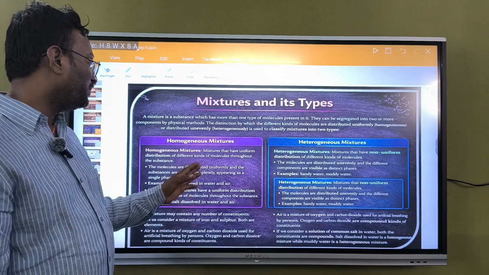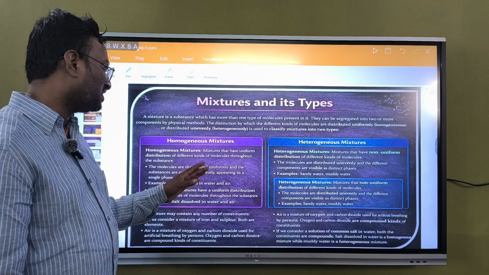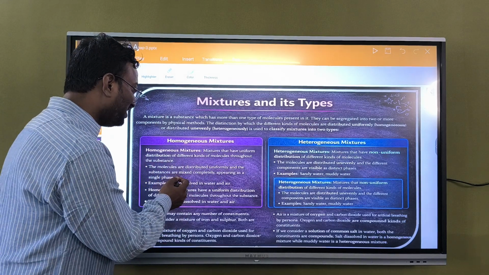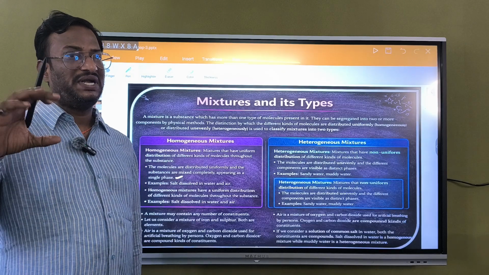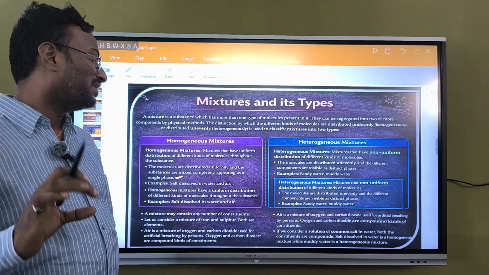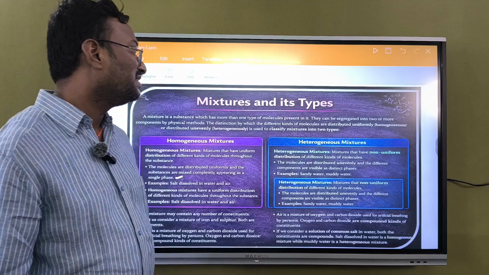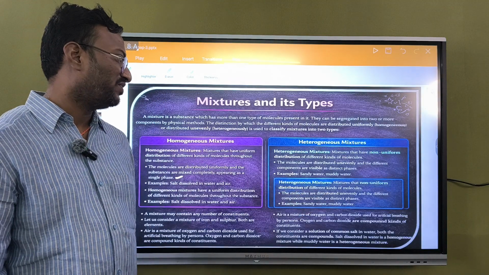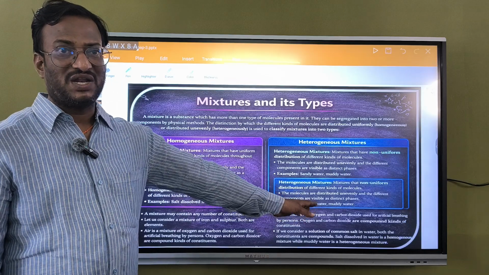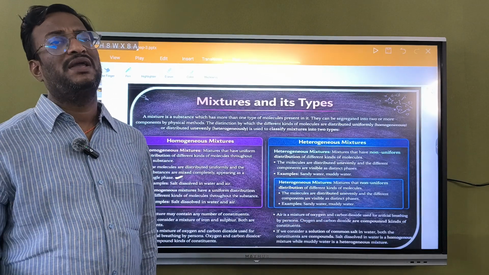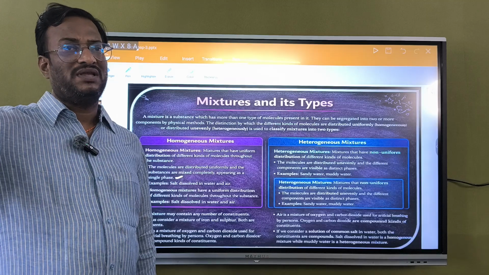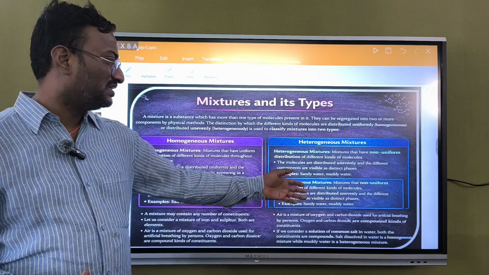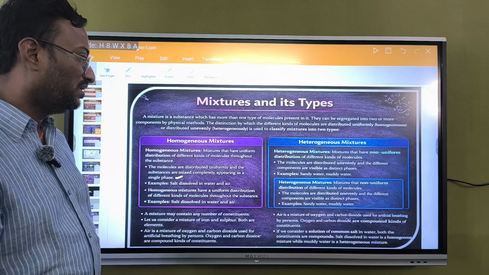In a homogeneous mixture, the molecules are distributed uniformly and the substances are mixed completely, appearing as a single phase, like salt water. A heterogeneous mixture will not appear as a single phase. This is not uniform distribution. They have distinct phases. For example, sandy water or muddy water: the sand will settle down and the water will be in the upper layer. In the same fashion with mud and soil.